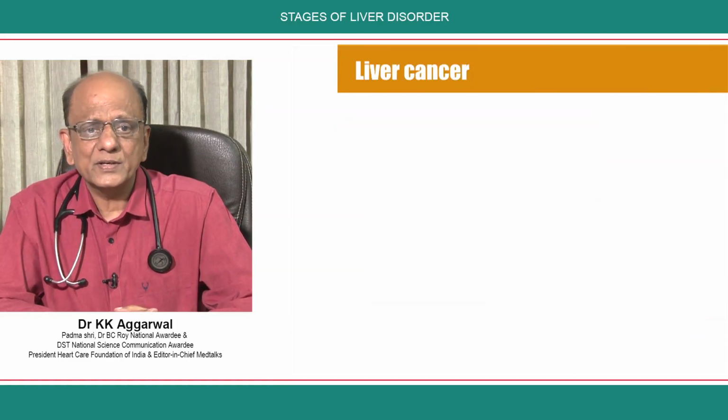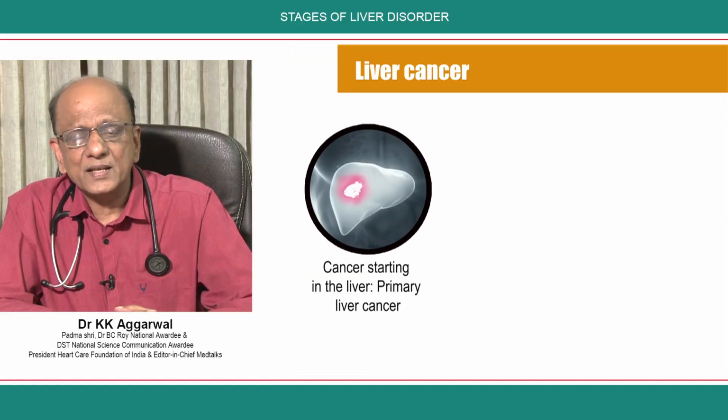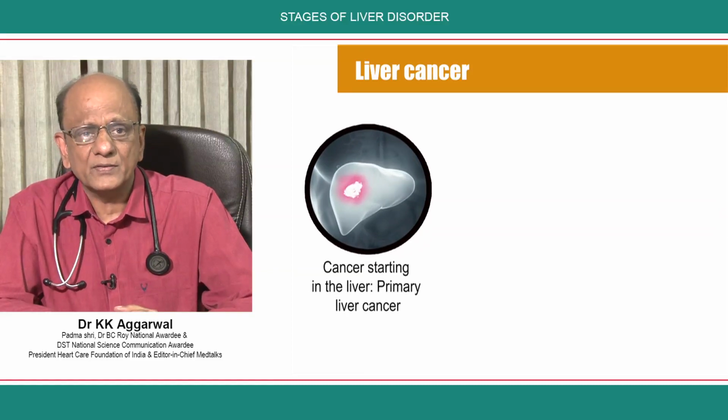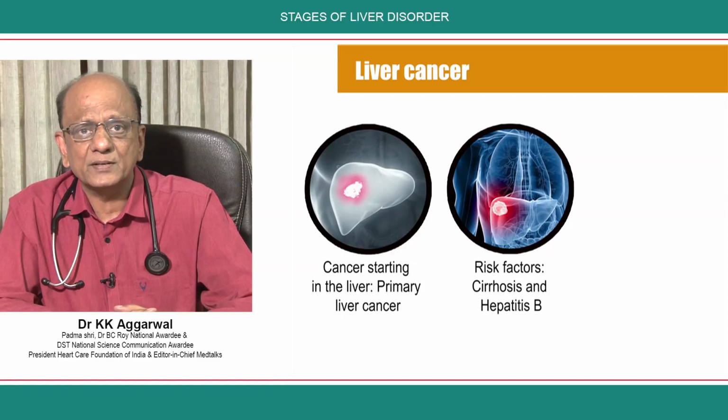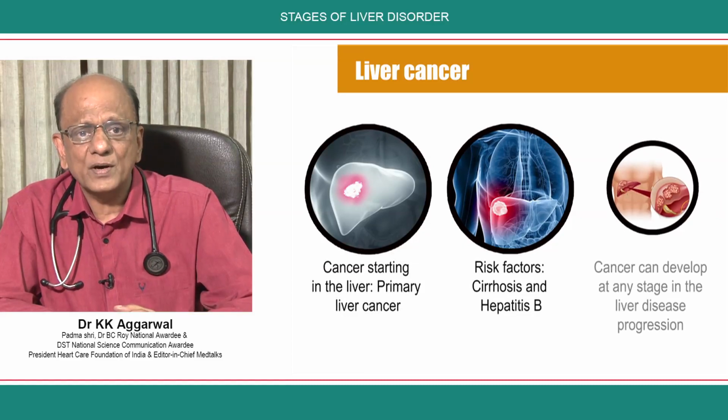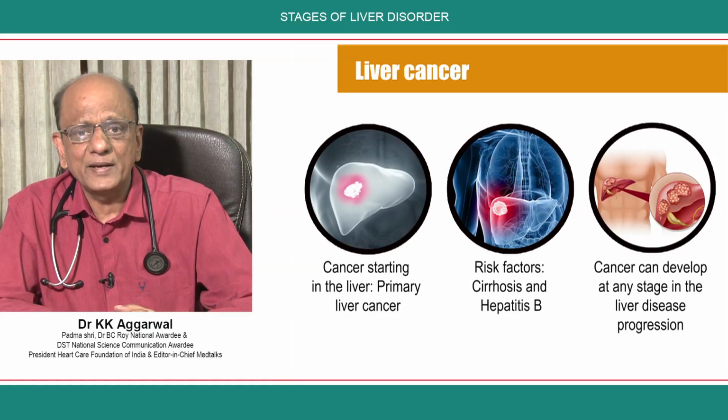What about liver cancer? Cancer that starts in the liver is called primary liver cancer. Cirrhosis and hepatitis B are the leading risk factors. However, cancer can develop at any stage in the progression of liver disease.